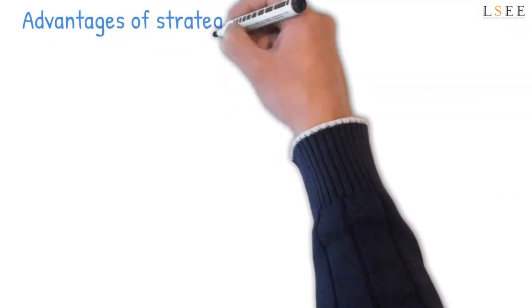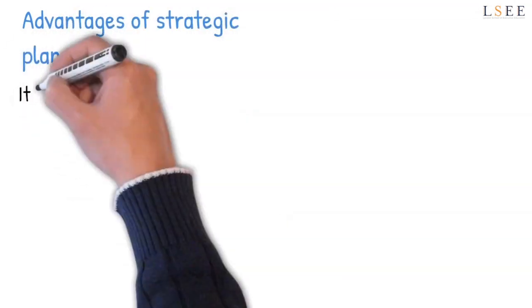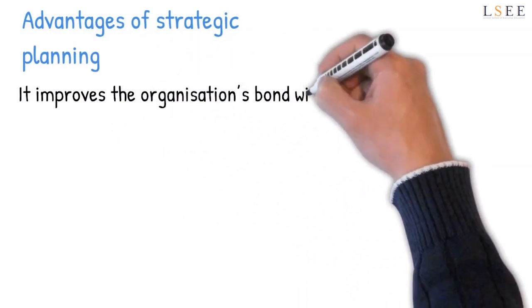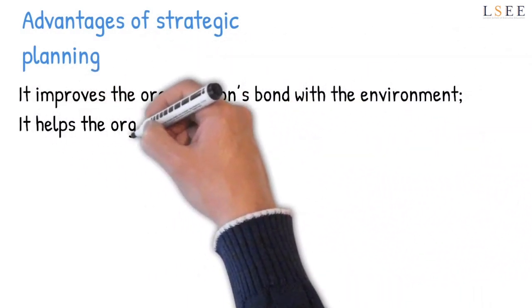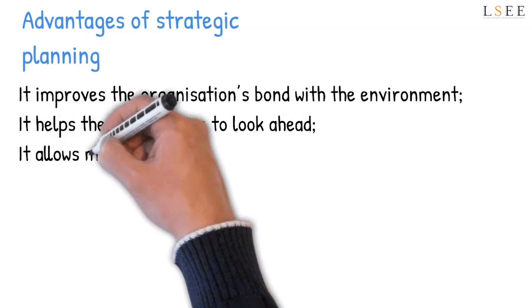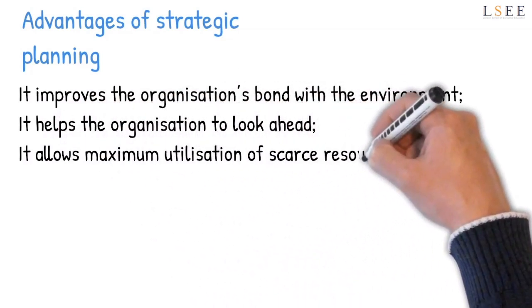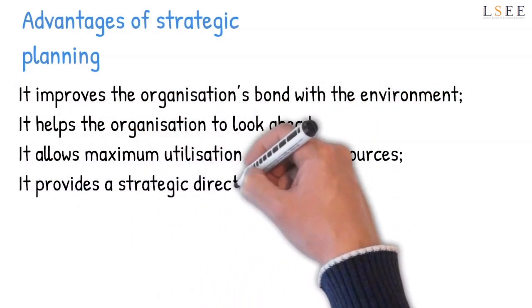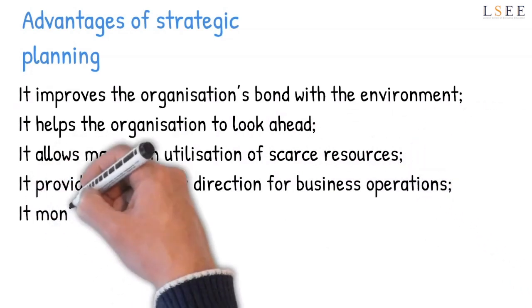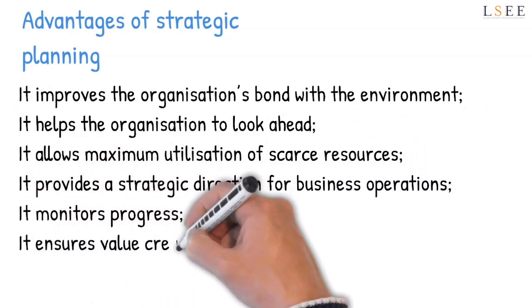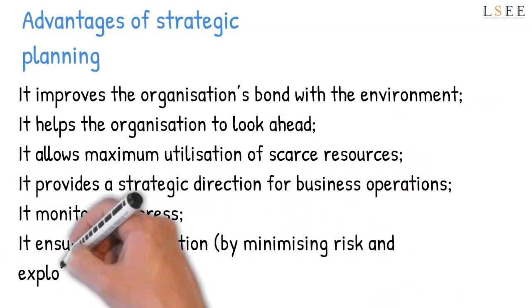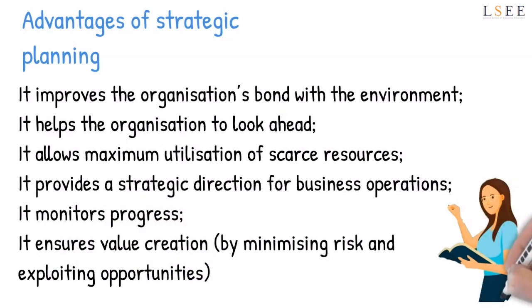Advantages of strategic planning. It improves the organization's bond with the environment. It helps the organization to look ahead. It allows maximum utilization of scarce resources. It provides a strategic direction for business operations. It monitors progress. It ensures value creation, by minimizing risk and exploiting opportunities.